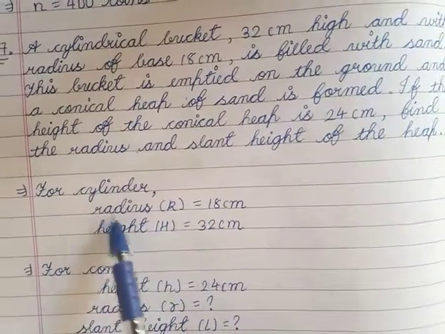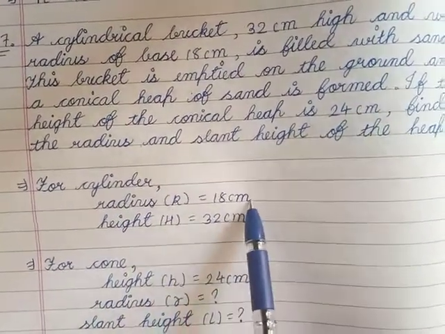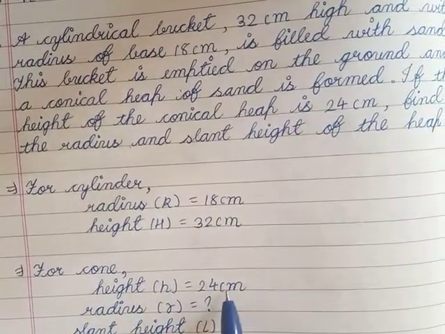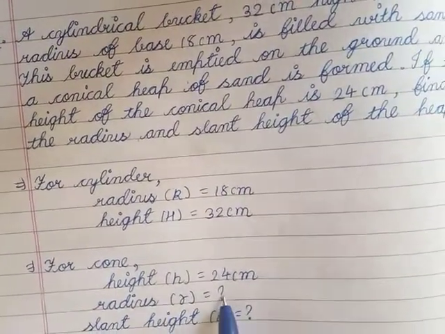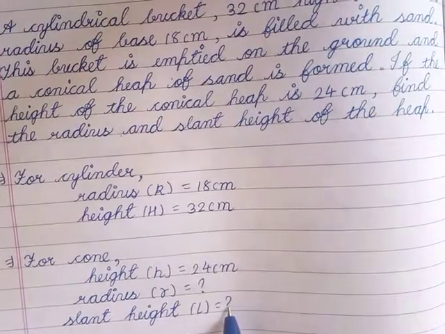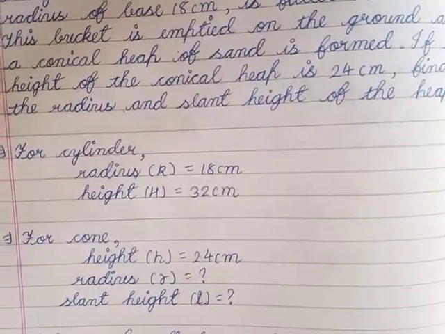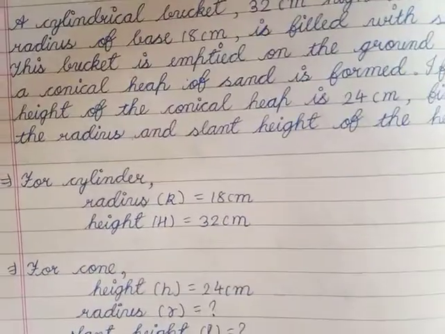So for the cylinder, radius R is equal to 18 centimeters, height is equal to 32 centimeters. For the cone, height is 24 centimeters, radius r is equal to question mark, and slant height, small l, you also have to find. So volume of cylinder is equal to volume of cone.